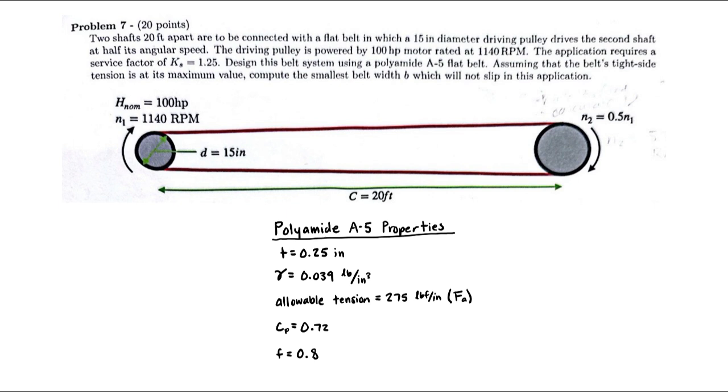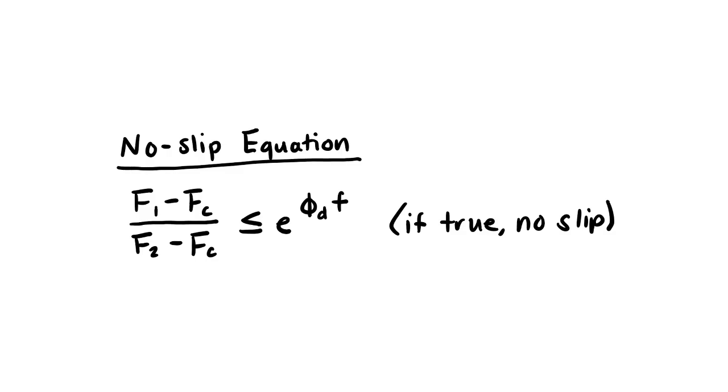From a material property table, I found the following values: a thickness of 0.5 inches, a specific weight of 0.039 pounds per cubic inch, an allowable stress of 275 pounds per inch of width, a pulley correction factor of 0.72, and a friction coefficient of 0.8. To solve this problem, we use the no-slip condition.